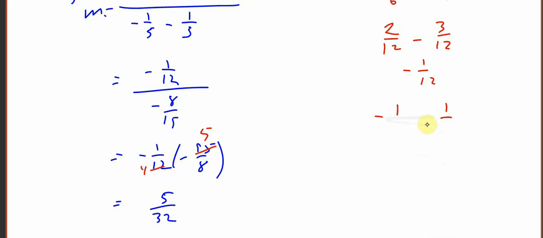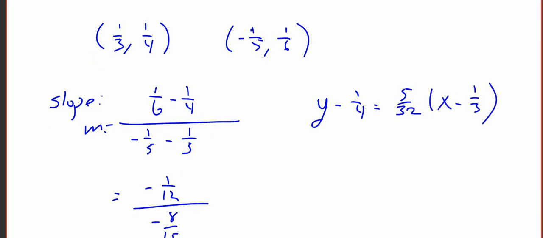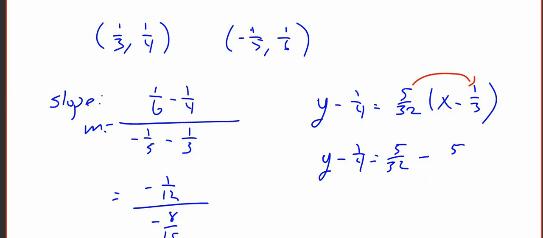Now I'm going to write the equation in point slope form. And that's how I'm going to start. I'm going to use the first point, so y minus 1/4 equals 5/32 times x minus 1/3. The easiest way to write this, again, I'm going to go ahead and distribute. I always do that first. So when I multiply 5/32 times that, remember we multiply numerators, we multiply denominators.